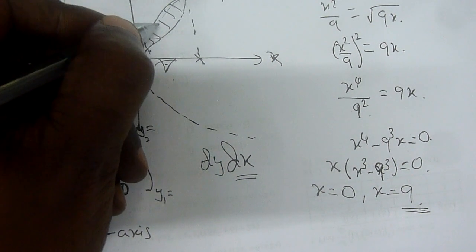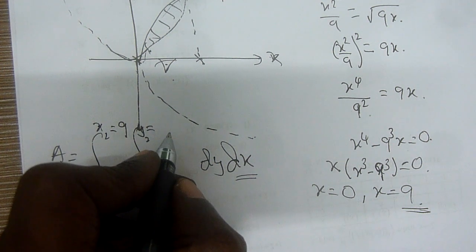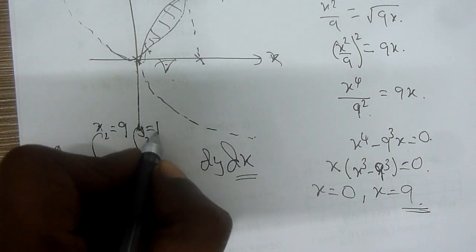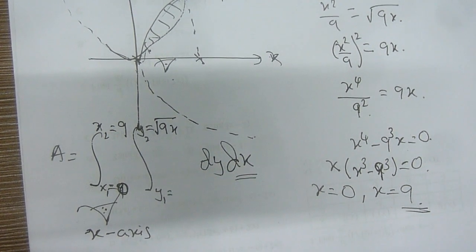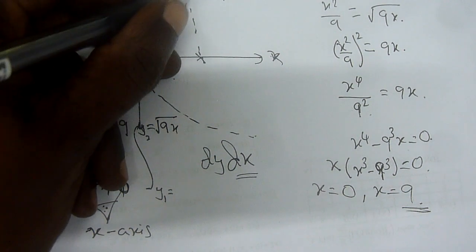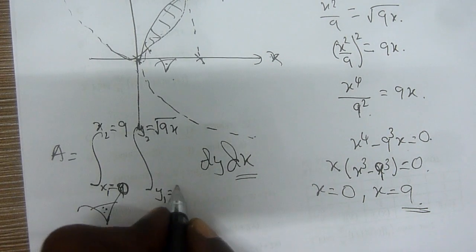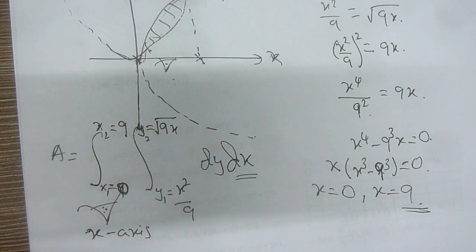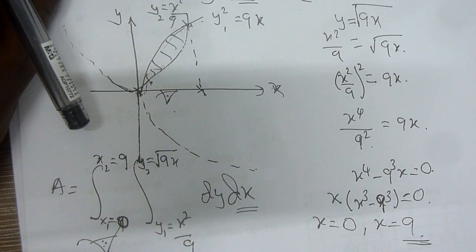Therefore, you need to take the value of the square root of 9x as your top value, and what is the below? The below will be x²/9. I hope that you can see what I'm trying to say. Okay, can you?